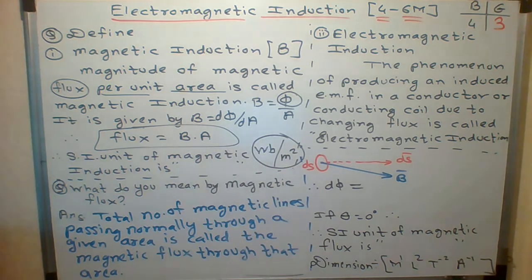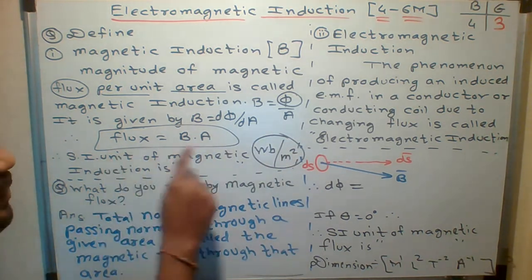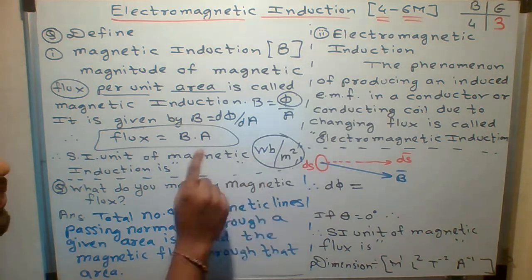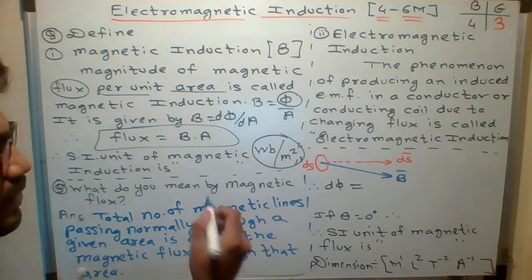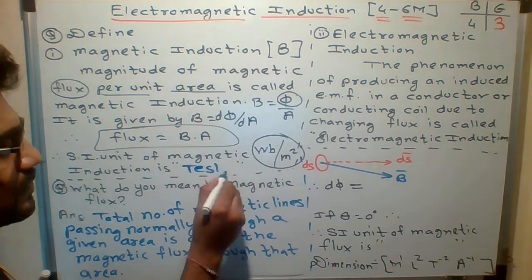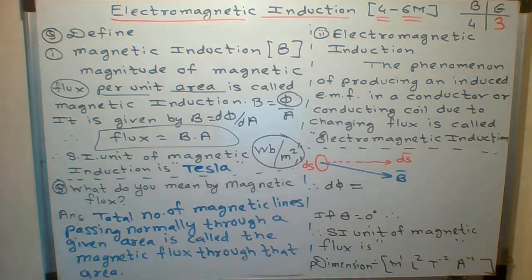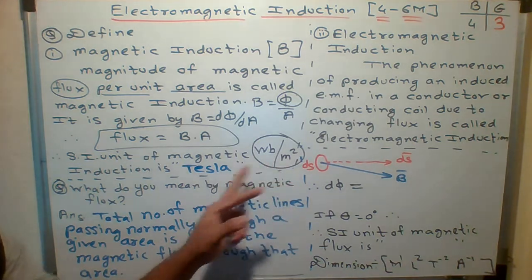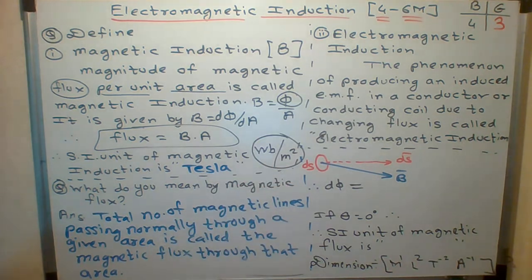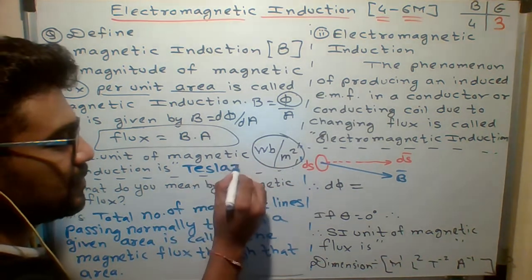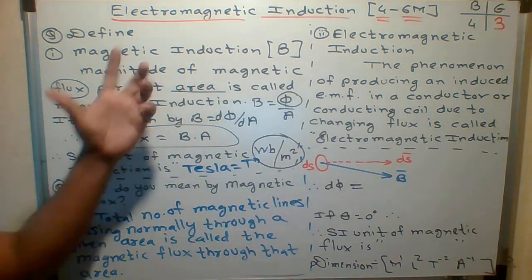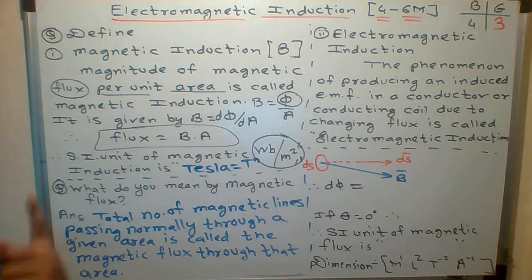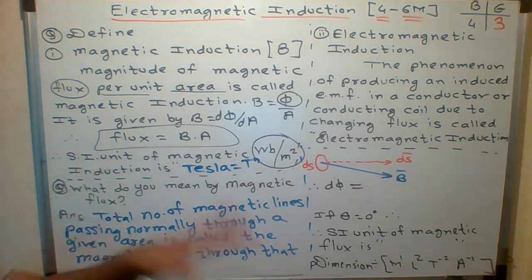So this gives the unit of magnetic induction. The unit of flux is Weber and the unit of area is meter square, so Weber per meter square is the unit of magnetic induction. Another name for Weber per meter square is Tesla, which we represent by capital T. Understood? This is the unit of magnetic induction. This is simple, and this question will be asked for 1 mark.